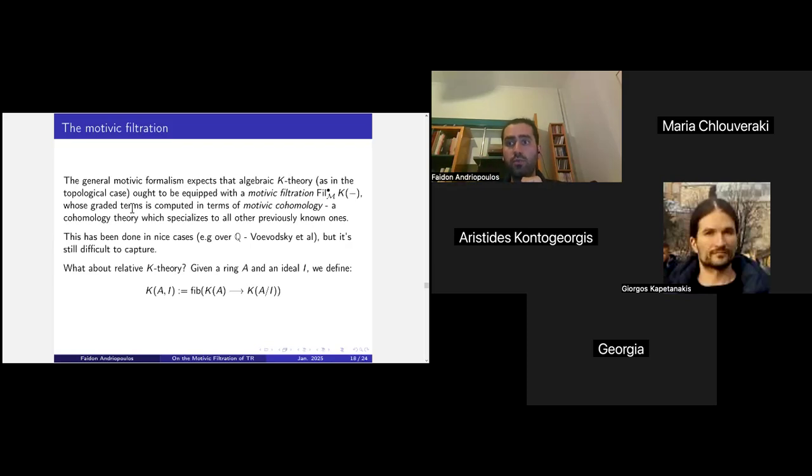So let's try to break the problem down even more. Instead of talking about K theory, let us try to talk about a relative version of it. So what is relative K theory? Given a ring and an ideal of that ring, we can define K theory of A, I as the fiber of the map of K theory of A to K theory of A mod I. This is just the map induced by taking the projection A to A mod I and then applying K theory.